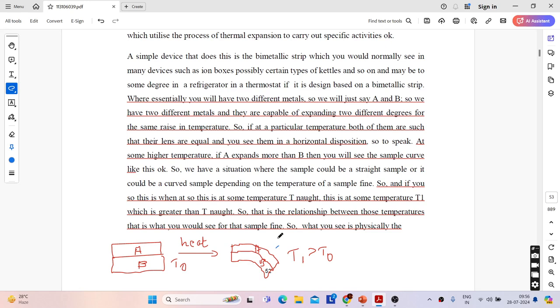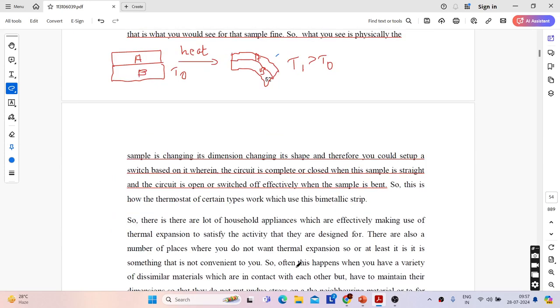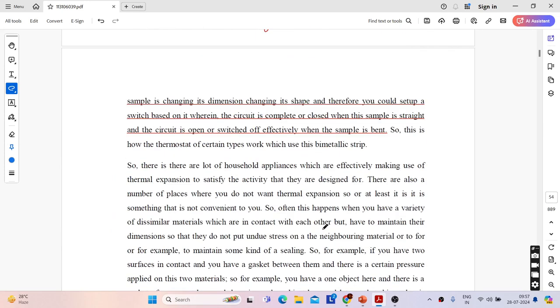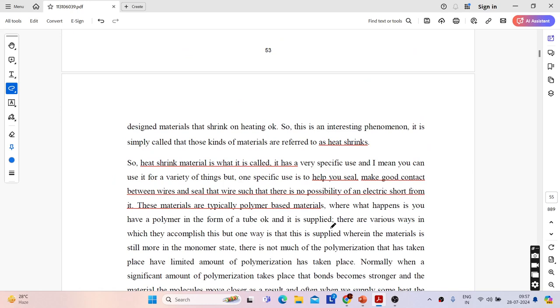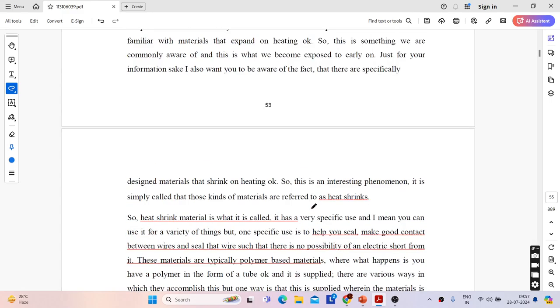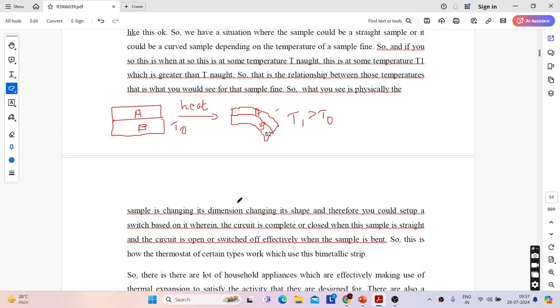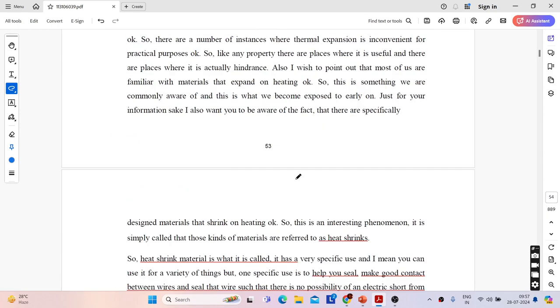So as you saw, this is at temperature T0, and this is at T1, which is greater than T0, where this nature happens. So there is a relationship between the temperature and the change in length, the dimension of the sample. Similarly, there are some other materials which shrink when heated. Here what we have seen is expansion. I'm just going through what happened in the last classes, then we will see the problem part.